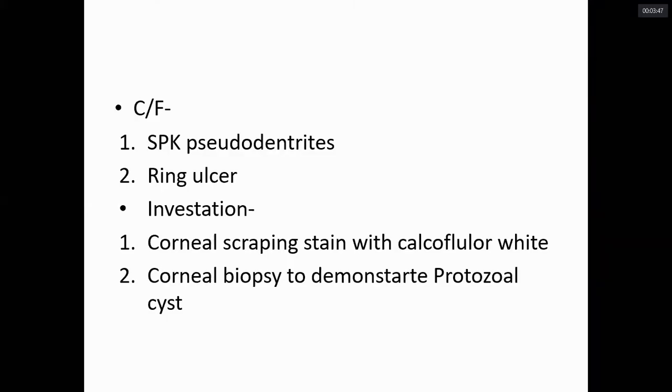Clinical features: superficial punctate keratitis, pseudodendrites, and ring ulcers are seen. Corneal scraping stained with calcofluor white gives the staining of the protozoa. Corneal biopsy can also demonstrate the protozoal cyst. These are the investigations which are necessary in Acanthamoeba keratitis.